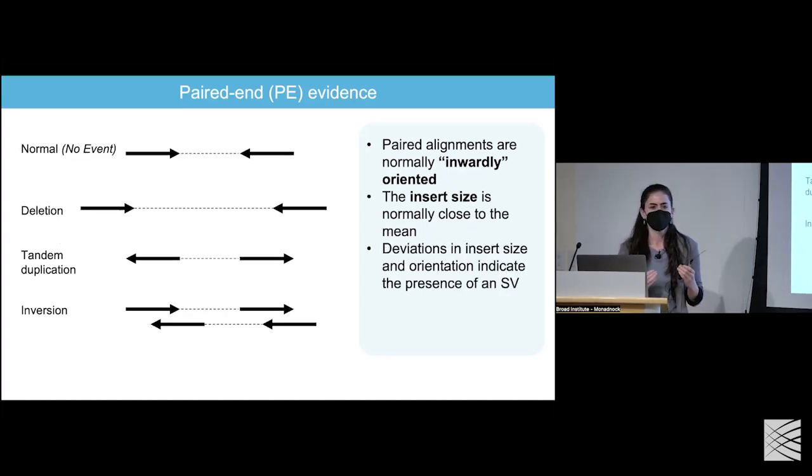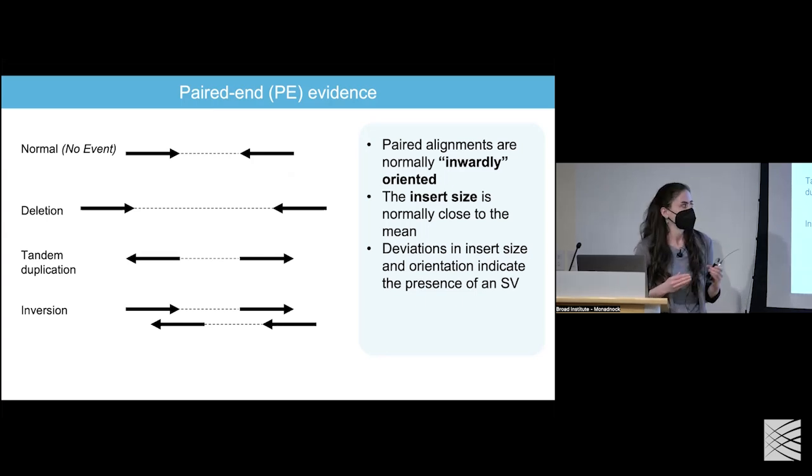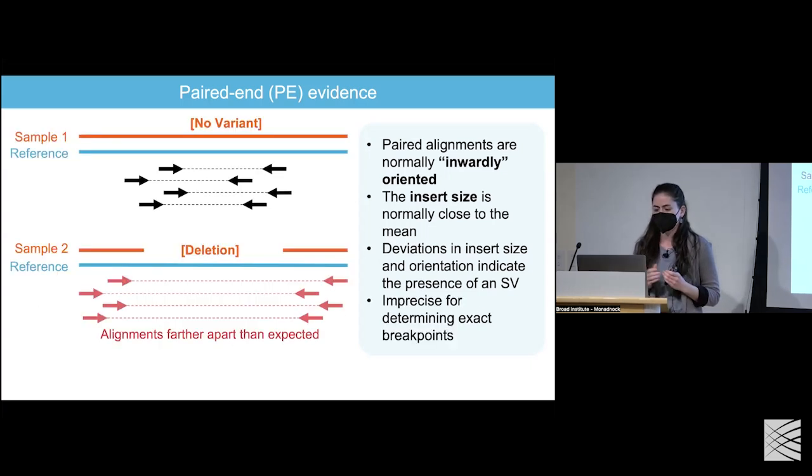So when we observe deviations in the insert size or the orientation of those reads, that can indicate the presence of a structural variant. For example, this deletion has a larger insert size than the normal or no event example. And this tandem duplication has the reads oriented outwards instead of inwards. So let's take a closer look at an example of a deletion to understand better why that's happening.